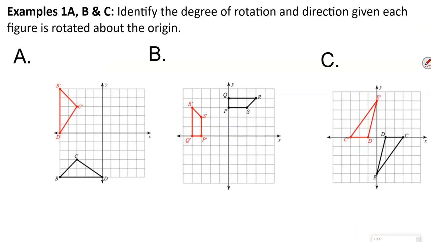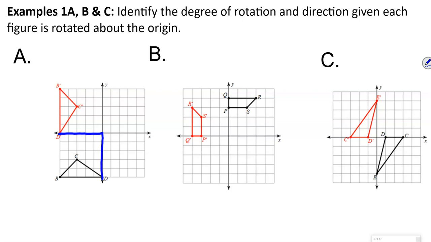So first of all, I want to talk to you all about how to identify the degree of rotation and direction given each figure is rotated about the origin, okay? So what we're going to do is draw lines from the origin to a vertex. So I'm going to draw a line from the origin to D, and from the origin to D prime. Okay, see that right there?